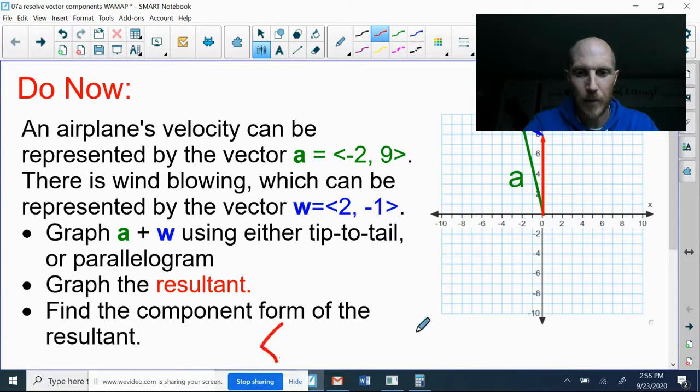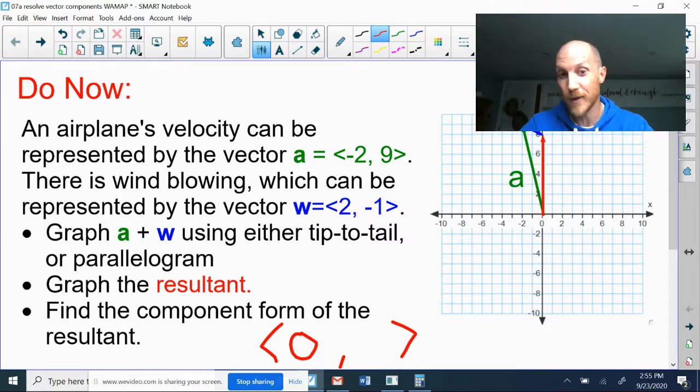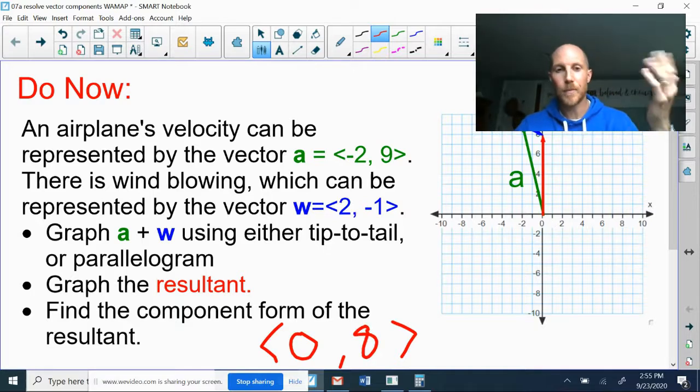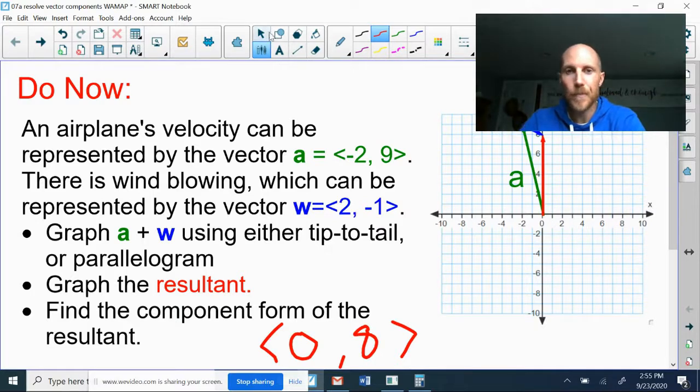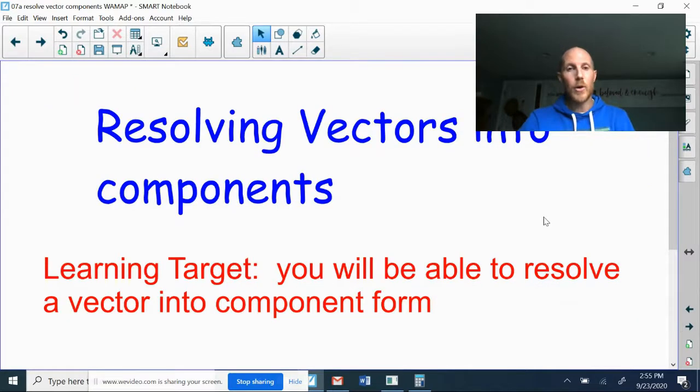So component form, I need my pointy brackets. I got a comma, and then let's see. Didn't go sideways at all. Straight up the runway, so to speak. And so 0, and it goes up by 8 spaces. Yay! Cool. Nice job. So today we're going to look at resolving vectors into components.